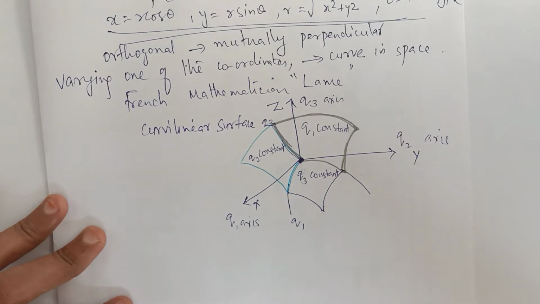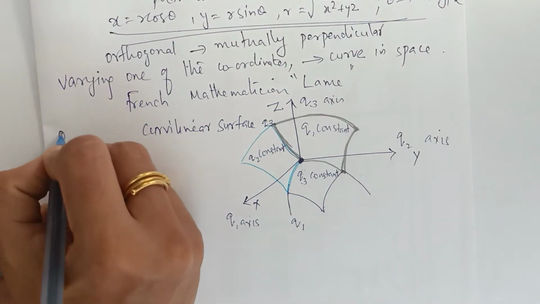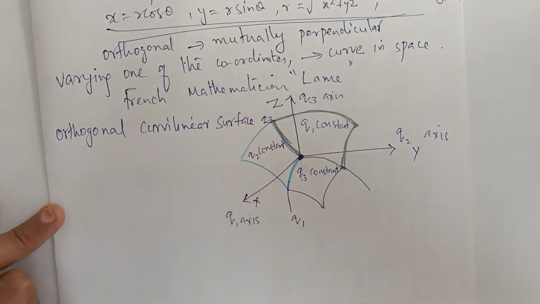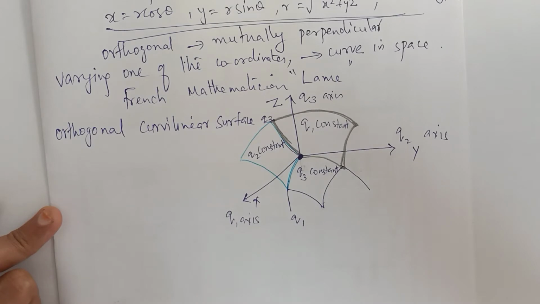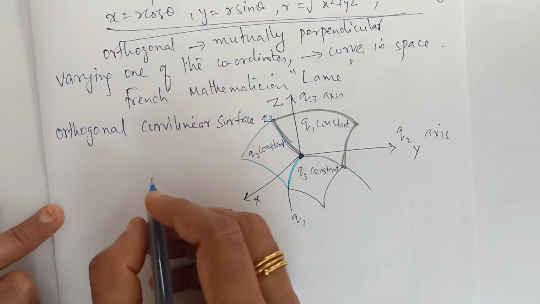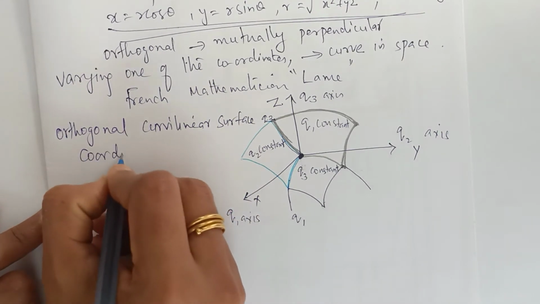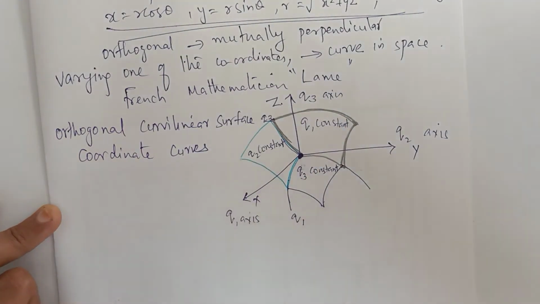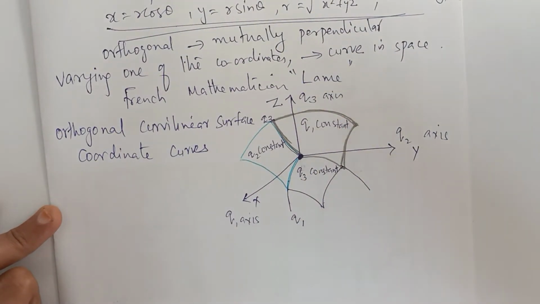And if the coordinate surfaces are perpendicular at every point P, then we can call them orthogonal curvilinear coordinates. These coordinate surfaces intersect pairwise in three curves, and these curves are called coordinate curves, or coordinate lines.